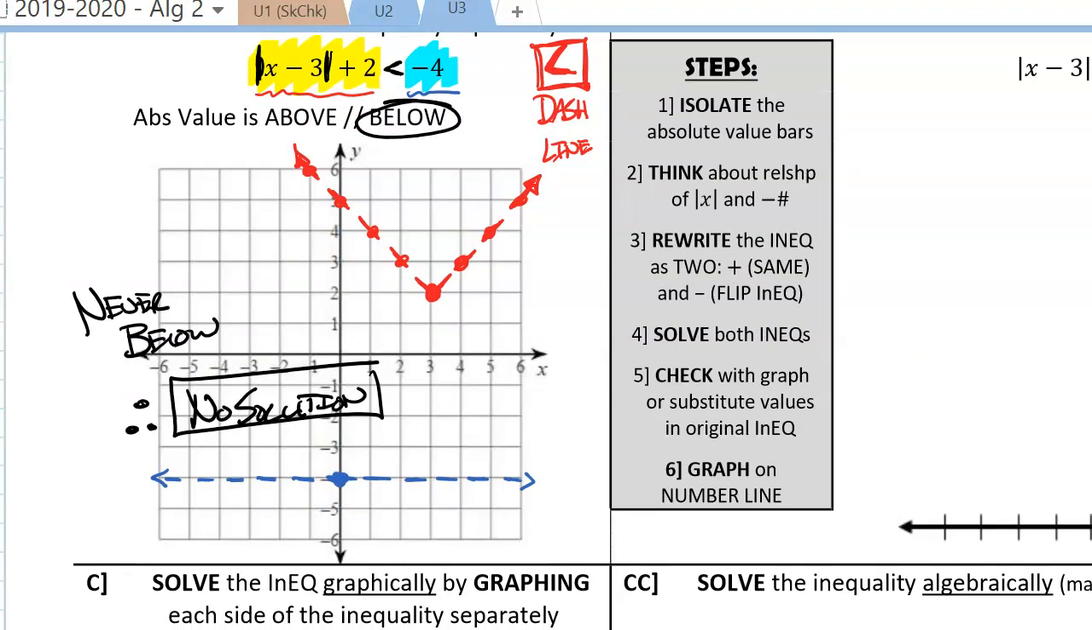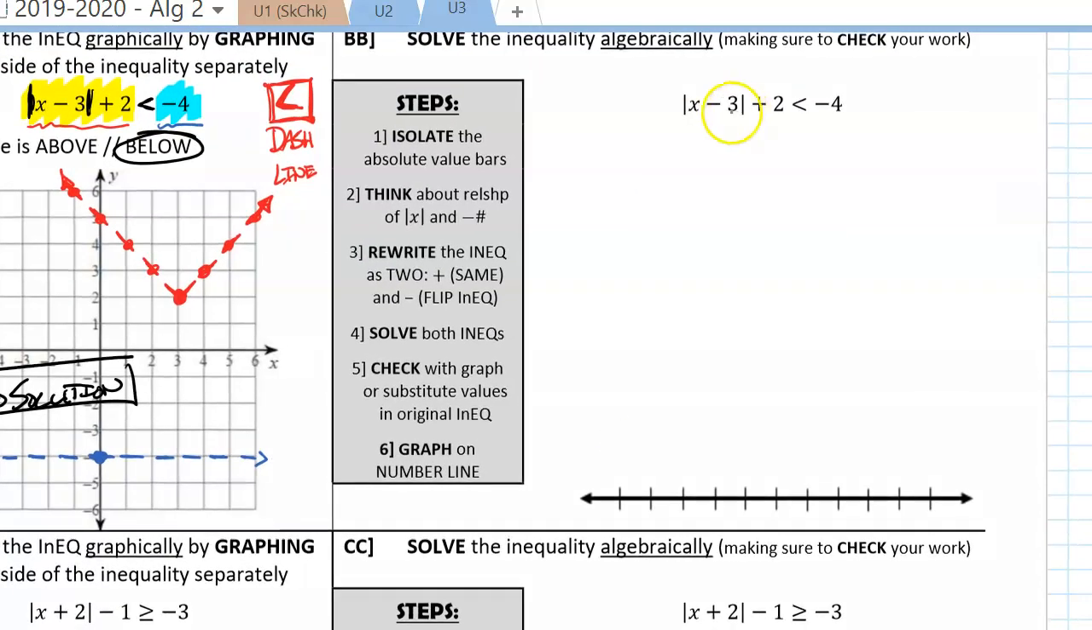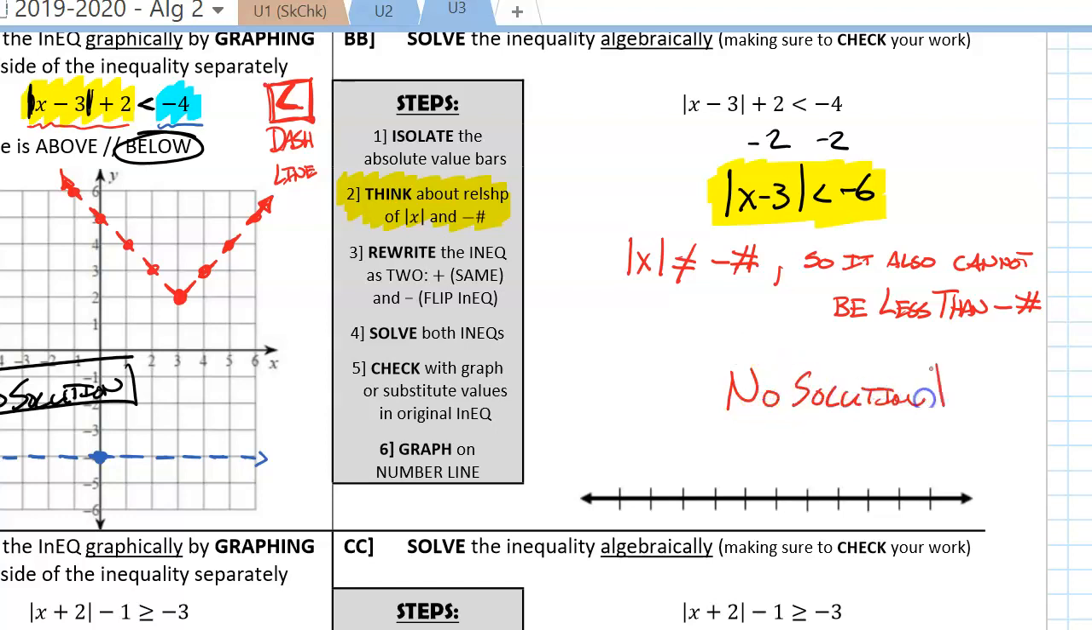Well, what does this look like when we solve it algebraically? We're going to isolate the absolute value bars first, giving us the absolute value is less than -6. Now, thinking about the relationships between absolute values and negative numbers, we know from before that an absolute value cannot equal a negative number. But we're not dealing with an equal sign here, we're dealing with a less than symbol. If an absolute value cannot be equal to a negative number, it also cannot be less than a negative number. So in this case, we algebraically get no solution.